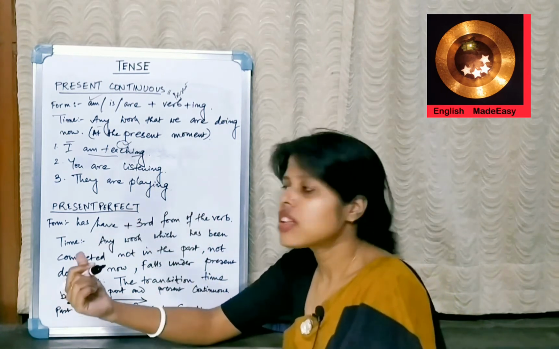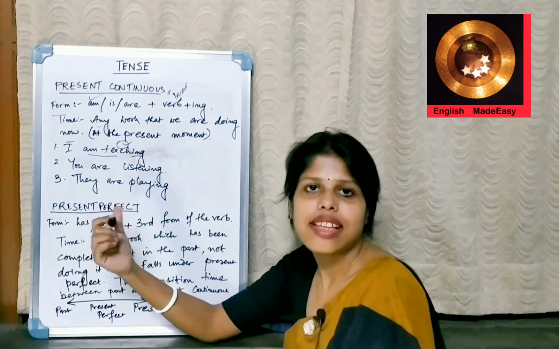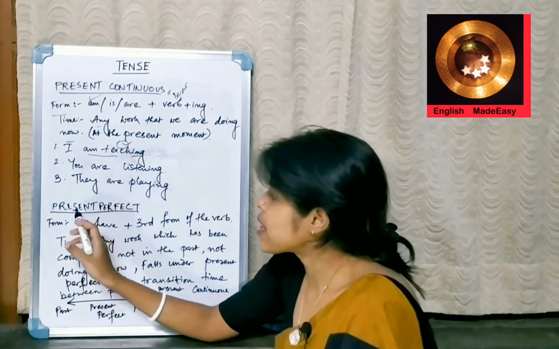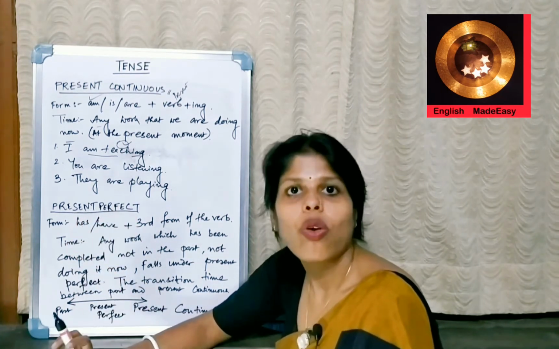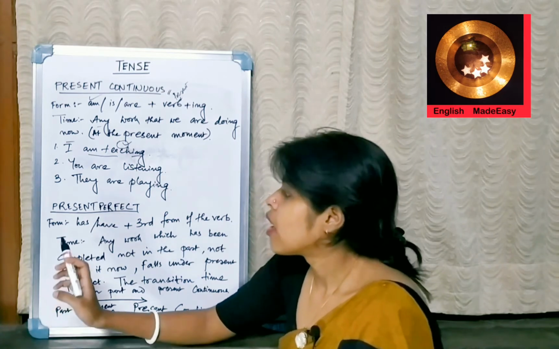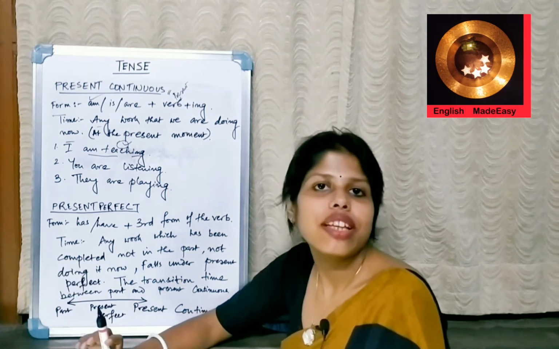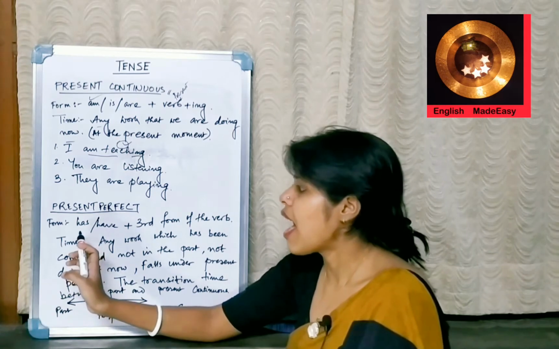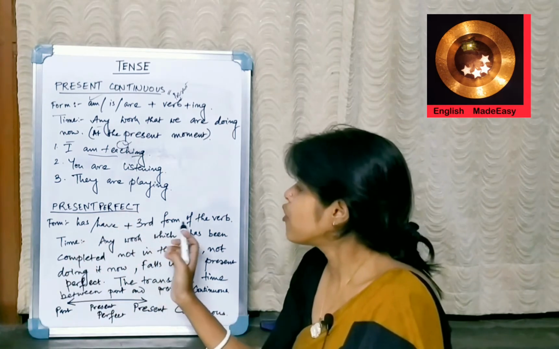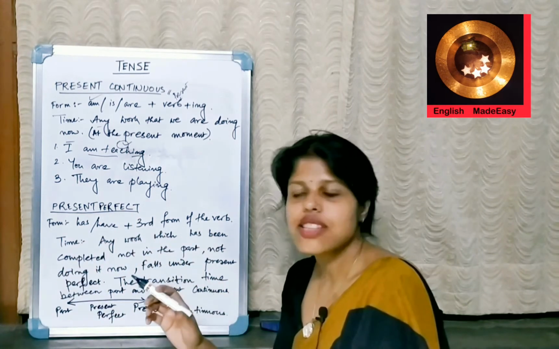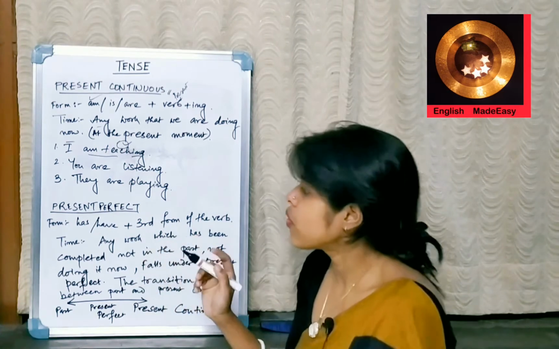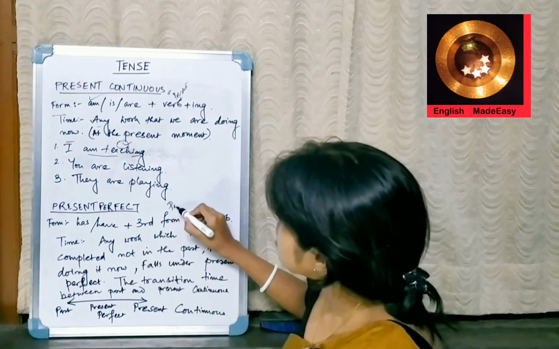Now, let me move to the third form of present tense. That is present perfect tense. What is it? See, the form that we use here is has or have plus third form of the verb. What is the third form of the verb? Participle.